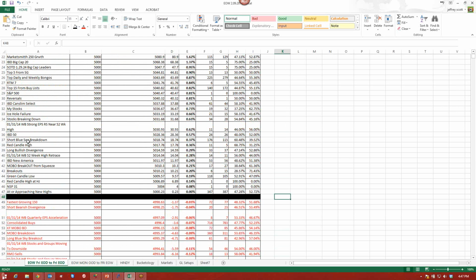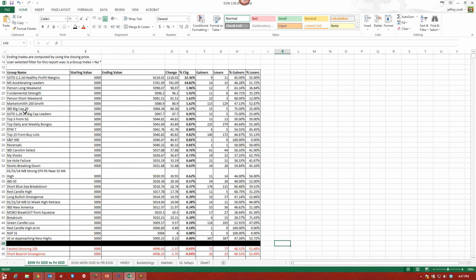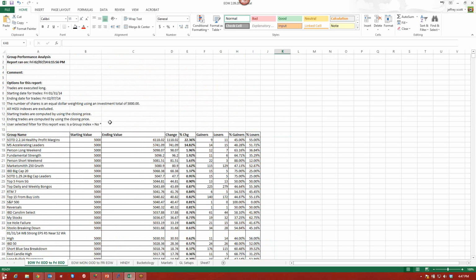The S&P 500 actually ended up finishing up 0.81%. The IBD 50 was below 0.57. HGS 100 was below that. So it was not a great week for growth stocks. The big winners were MarketSmith 250 growth, up 1.62%, but less than 50% of the stocks were positive. The stocks that were daily and weekly Bondo, again, less than 50% positive, but up 0.8% for the week. So really not a great week for my growth stock long scans. So again, a tale of two weeks, with Monday and Tuesday being very weak, Thursday, Friday strong.